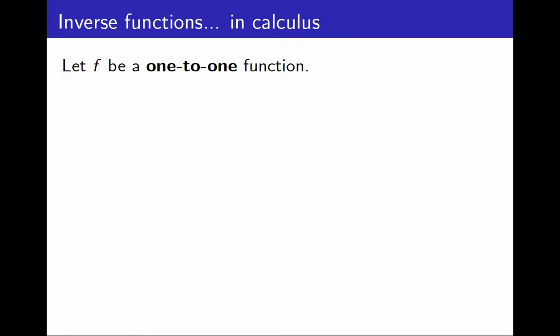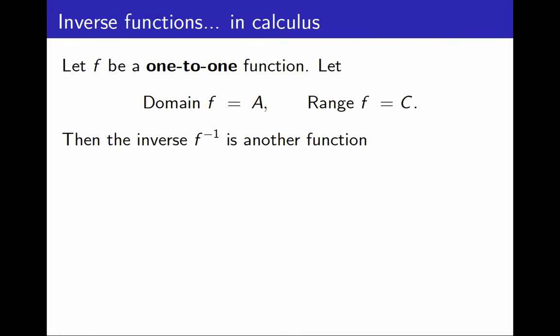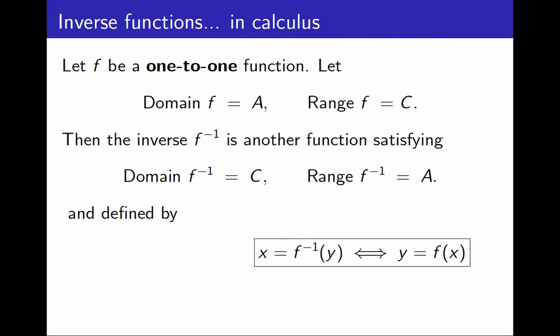Let's call its domain A and its range C. The range, not the codomain. Then the inverse is another function, I denote it with the same letter with a -1 exponent, that swaps the domain and range with the original function, and which is defined by the statement x equals f inverse of y exactly when y equals f of x. I need to say when: for all x in A and for all y in C.